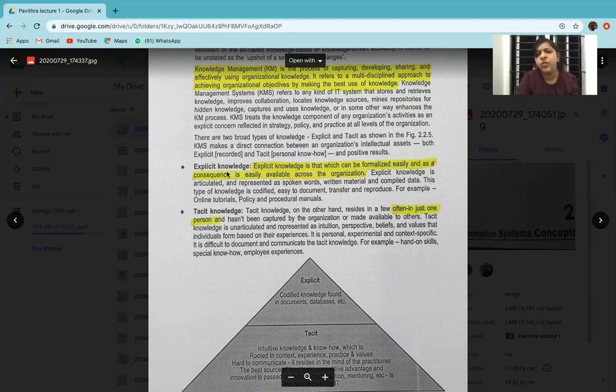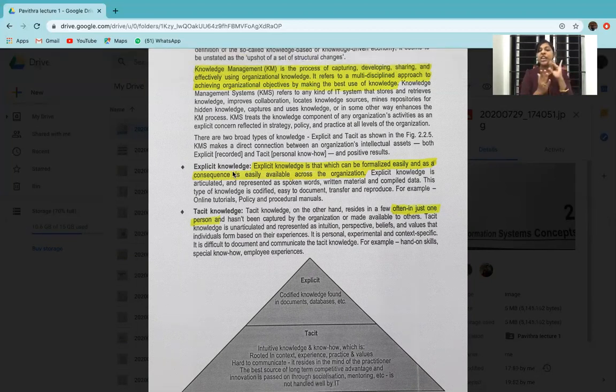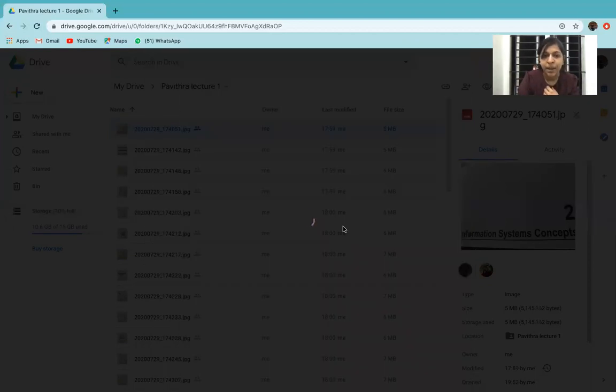What are the two kinds of knowledge that can be seen? One is explicit knowledge, and the next is tacit knowledge. Explicit knowledge can be formalized easily and is available across the organization; it can be put into words or written material. Tacit knowledge is often just in one person, it cannot be seen. It's like an experience you have, a learning that you will learn. It cannot be shared with others. It has to be developed by each one.